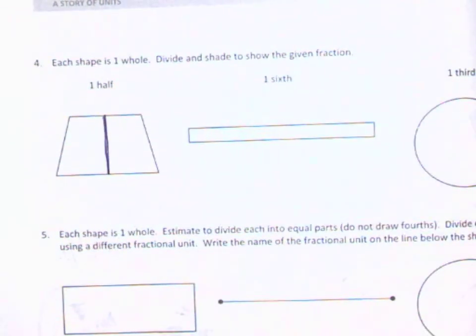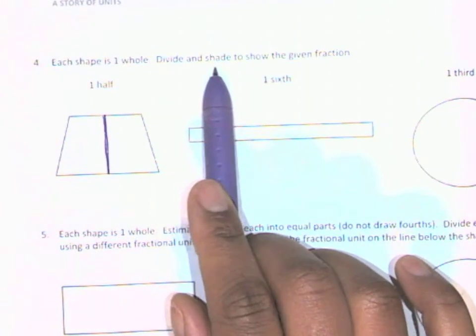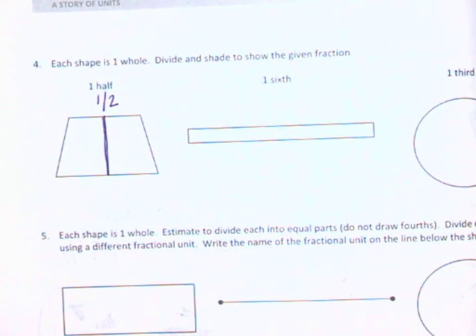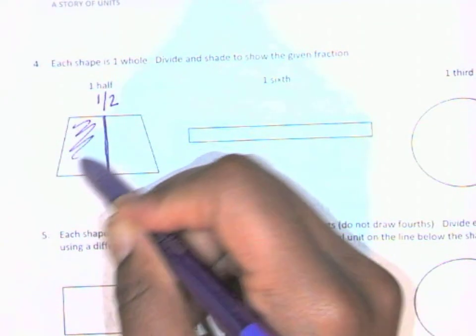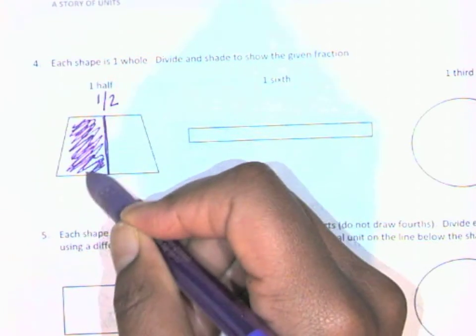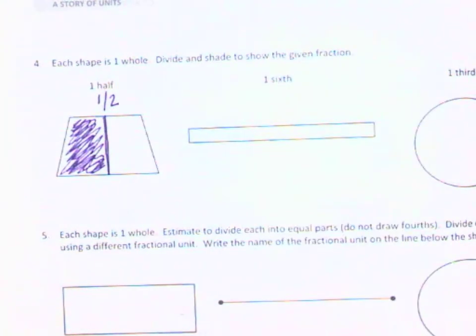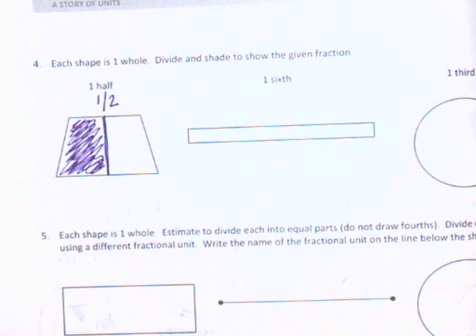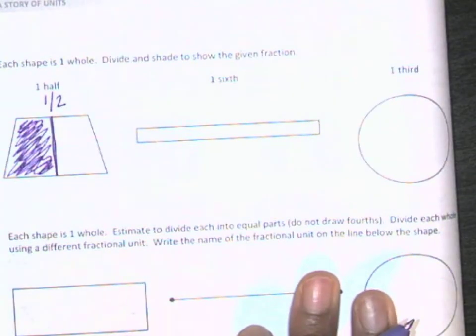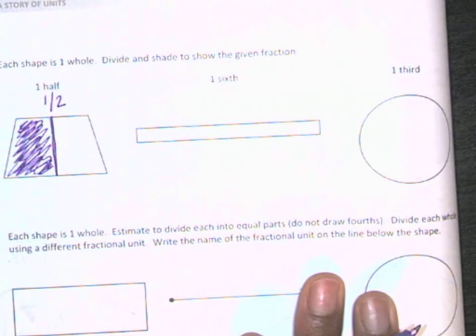And then the second part of the direction says divide and shade to show the given fractions. So this is asking to show 1/2. In numerical form, 1/2 looks like this. And I'm going to shade one of the two parts of this figure. So that is 1/2. I want you to do these with me. Don't do them independently because we're still practicing partitioning equally.